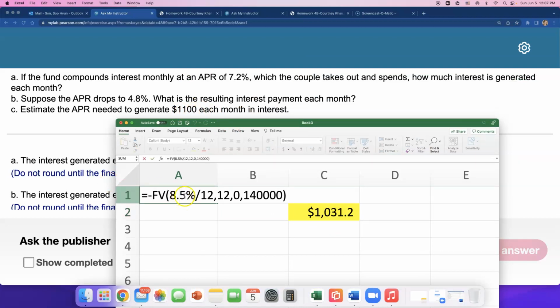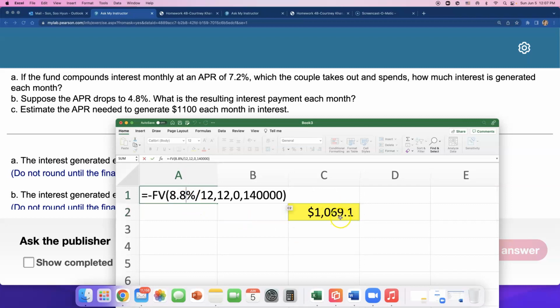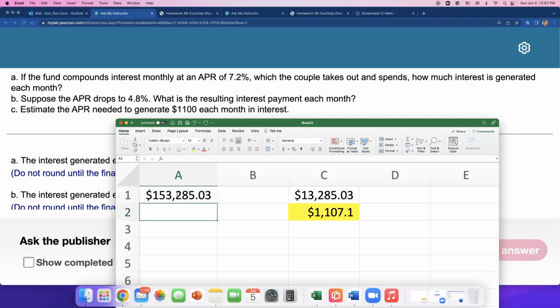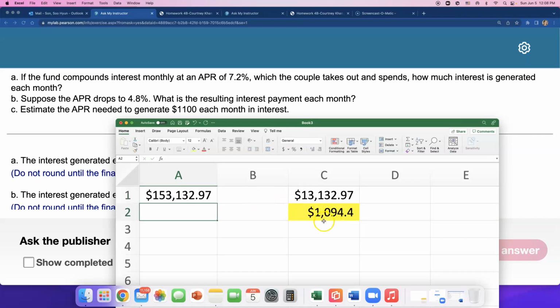So how about I change that to 8.8%? Oh, I just need to go up a little bit more, right? I'm $69 short. I need to go up to $100. So how about 8.9? Almost there. Okay, I'm going to just type in 9%. How about 9%? It's almost there. How about 9.1%? Oh, after 9.1%, I am over. See, 9% got me $1,094. But when I did 9.1%, I got $1,107.